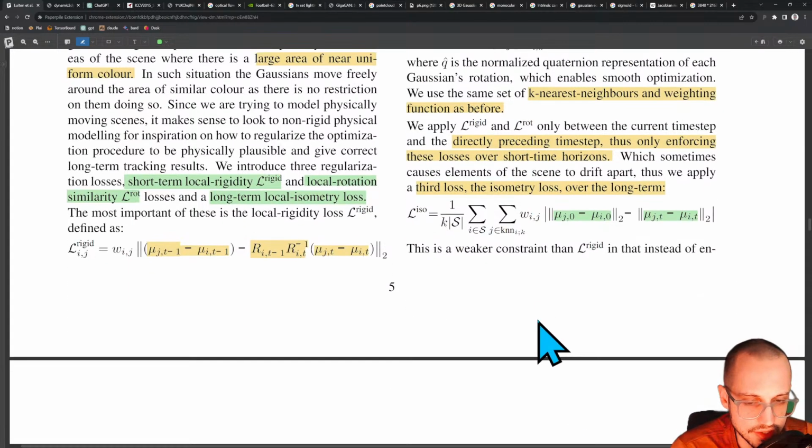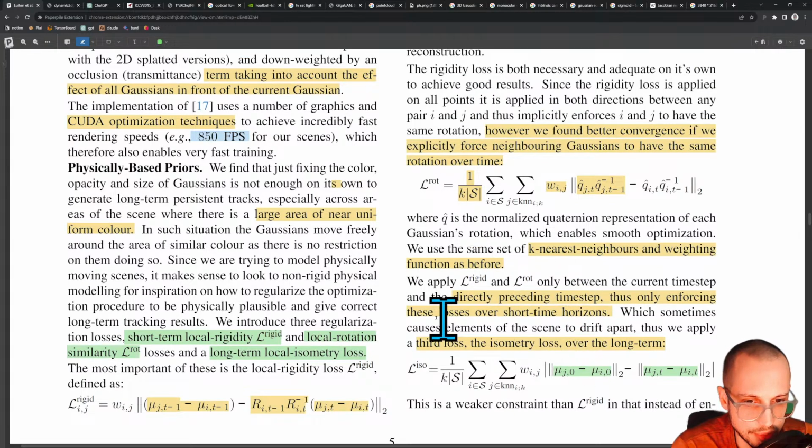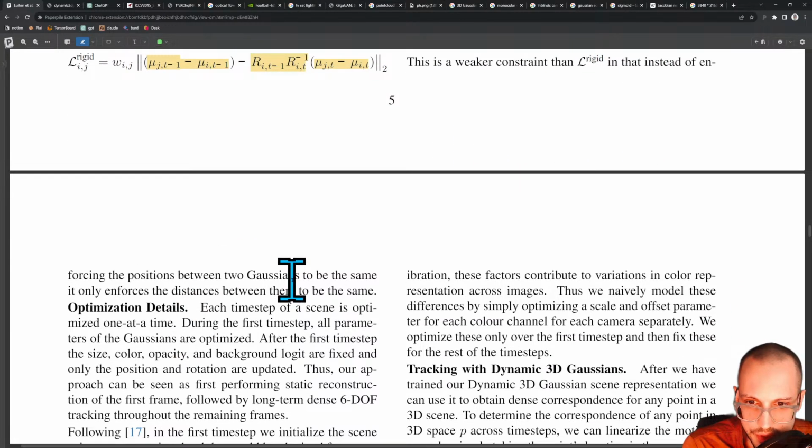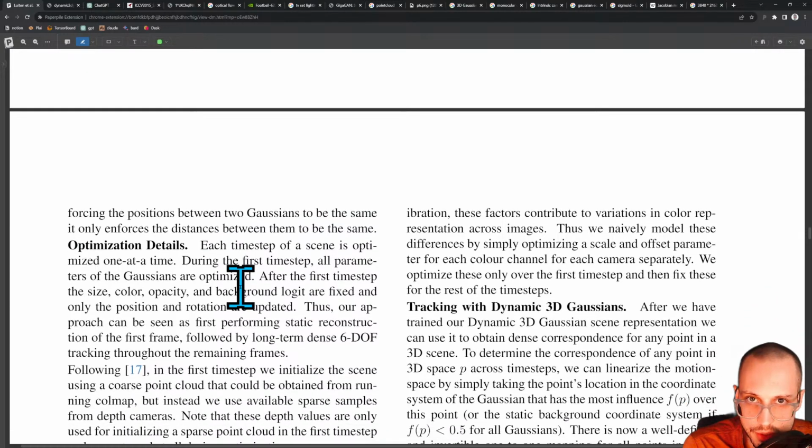So there's a lot of different losses here that are pulling in different directions. And generally when you have lots of losses that are competing and pulling in slightly different directions, you end up having to find magical values for hyperparameters, and those magical values are specific to specific scenes and specific data sets. So generally not necessarily ideal. So it's a weaker constraint in that instead of enforcing the positions between two Gaussians to be the same, it only enforces the distances between them to be the same.